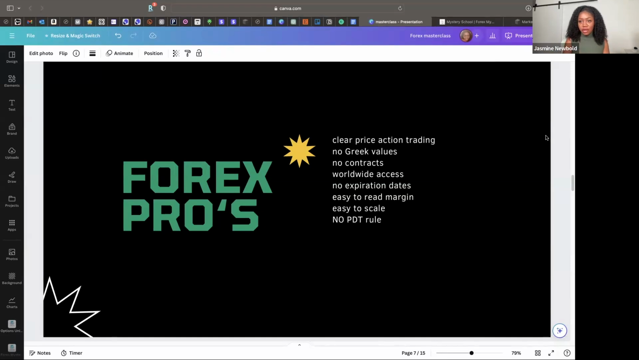There's no Greek values, so there's no theta decay. It doesn't matter how long you hold something, it's going to be the same price. Today, tomorrow, next week, next year, it's going to be the same price to get in and to sell back. No contracts, that's a pro. Worldwide access. As we know, stock market options are for US people or people with US addresses. Forex is for everybody worldwide. No expiration date, easy to read margins.